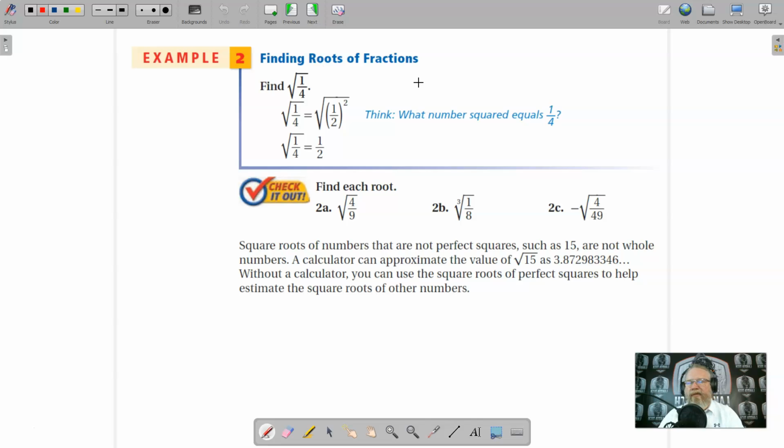Finding roots of fractions. Here they have: find the square root of 1/4. In order to do this, we're going to consider what number I can multiply times itself to get 1/4. Well, that number would be 1/2. 1/2 squared is 1/2 times 1/2. Multiply numerators, multiply denominators, and we see that 1/2 times 1/2 is equal to 1/4. So therefore the answer is 1/2.